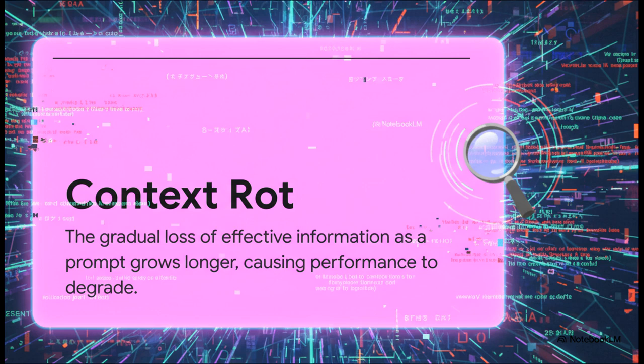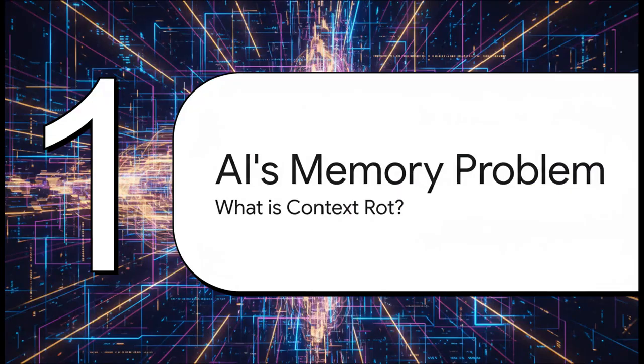Well, believe it or not, this incredibly frustrating problem has a name: context rot. It means that as you give the AI a longer prompt or a more complex task, its performance doesn't just level off, it actually gets worse. Even the most powerful models out there start to fall apart as they're forced to juggle more and more information at the same time.